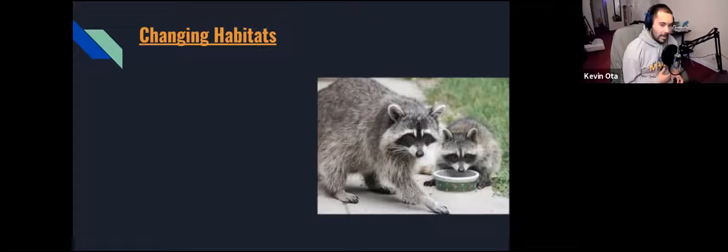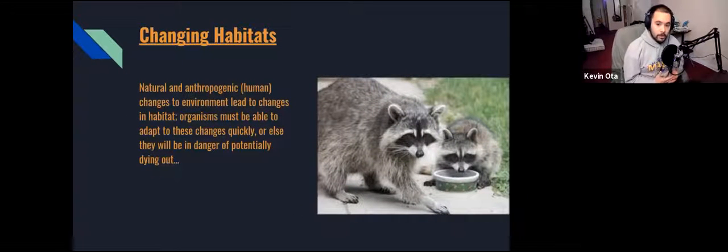So, changing habitats. In our last unit, we talked a little bit about how the environment changes from things like natural disturbances, such as earthquakes, hurricanes, flooding, things like that, but also from human impact on the environment, which we call anthropogenic. Now, when the environment changes, organisms need to be able to adapt and adapt quickly. Otherwise, they are in danger of potentially dying, and in the worst case scenario, their species can go extinct.